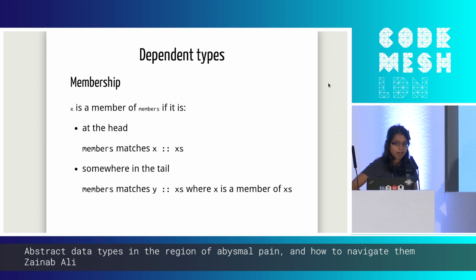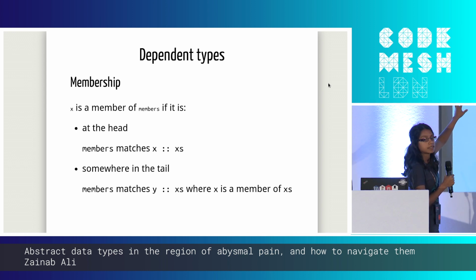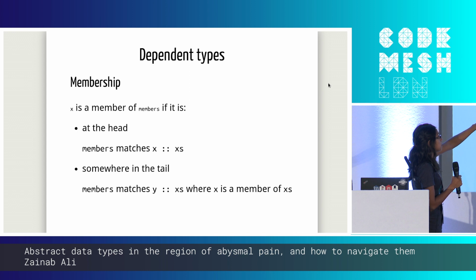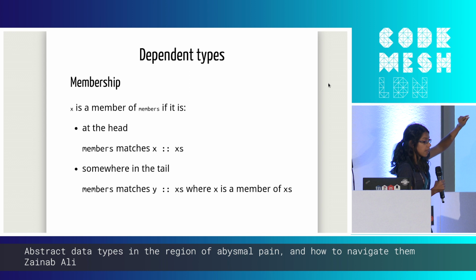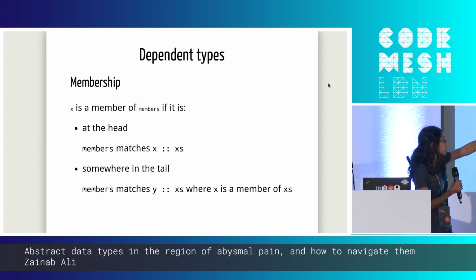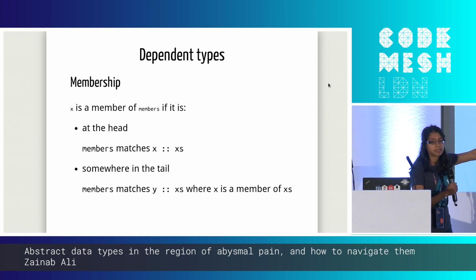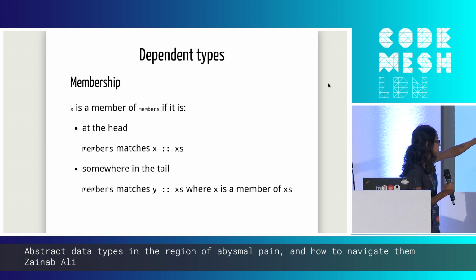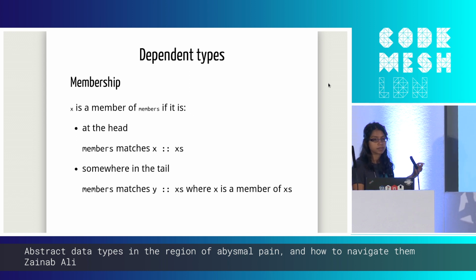Well, that's kind of cool, but how does that help us test for membership? Well, some value x is a member of a list of members if two things are true. It's either a member if it's at the head, so if it matches x cons x's, or if it's somewhere in the tail. So if members matches something else, y cons x's, where x is a member of x's, then x is also a member of y cons x's. And I can use dependent types to code this up.